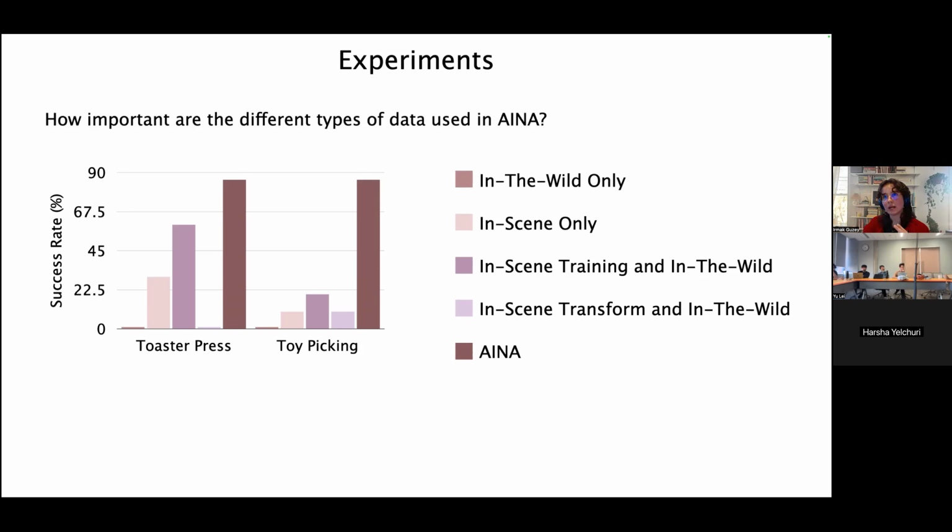From my experience and my interpretation of how the robot was moving, the in-scene data helped a lot with pushing the observations closer to the robot's scene, whereas in-the-wild helped with generalization more.